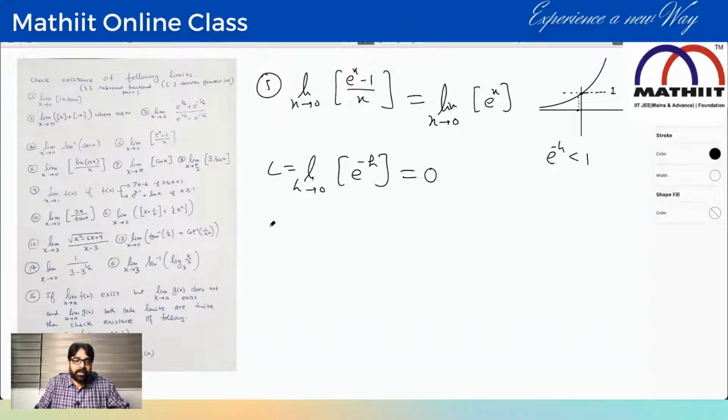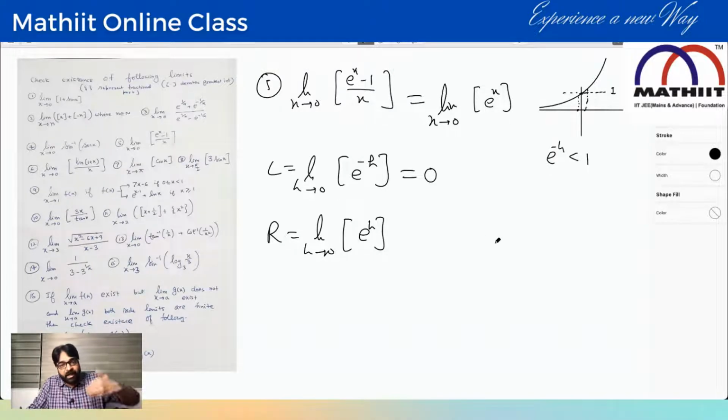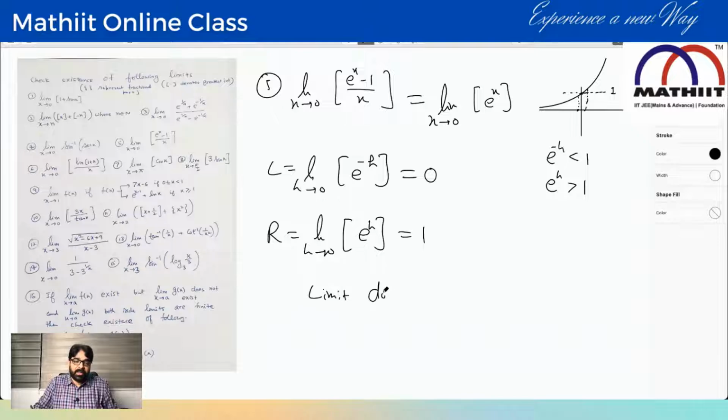Do you understand? Right hand limit of this: limit h approaches 0, greatest integer of e power h. Think carefully. Where is h? H is here. Corresponding to h, e power h is bigger than 1, slightly bigger than 1. If anybody asks you the value of e power h, it will be 1.00000. So that value is greater than 1, meaning this value lies between 1 and 2, so the greatest integer will become 1. These two are not equal. Limit does not exist. I hope everybody understood the point.